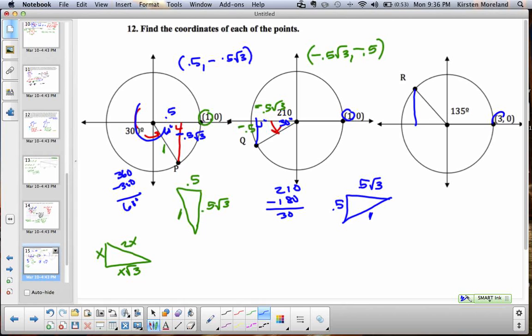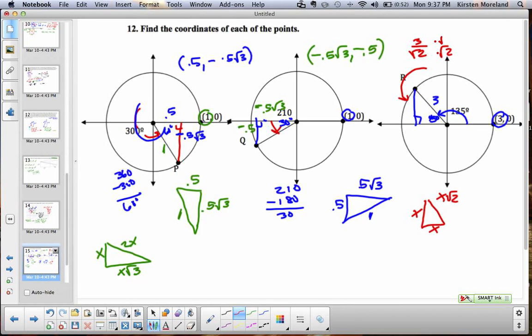Notice now that we've changed our radius to 3, so this new hypotenuse is 3. 180 is this whole angle, so subtracted from 135 leaves me with a 45 degree angle. So remember, 45, 45, 90 is x, x square root of 2. So I know the hypotenuse here. Normally I multiply by the square root of 2. This time I'm going to divide. So to find this side right here, I'm going to take 3 divided by the square root of 2.